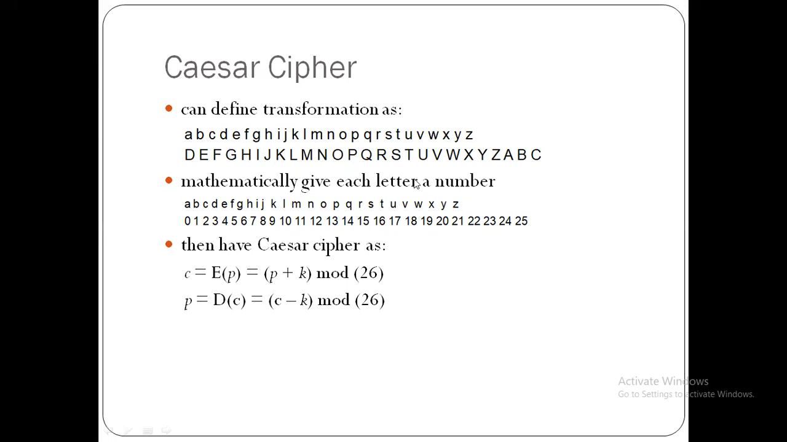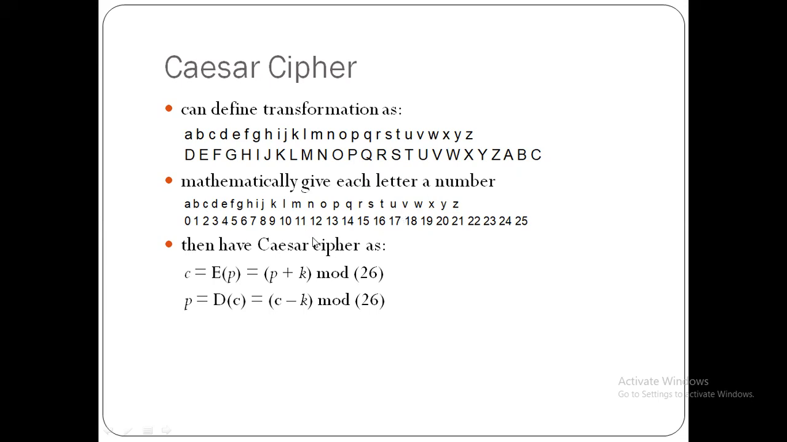Similarly, you have to know that we can mathematically give a number to each letter like A, B, C, D up to Z, from 0, 1, 2 to 25. There are 26 letters, of course, and we are starting with 0. So A to 0, B to 1, C to 2, like that. Then we have the Caesar cipher as C = (P + K) mod 26. 26 letters are there, and K is the key.